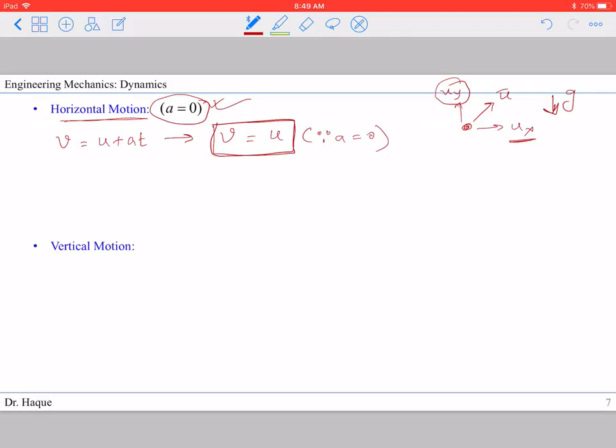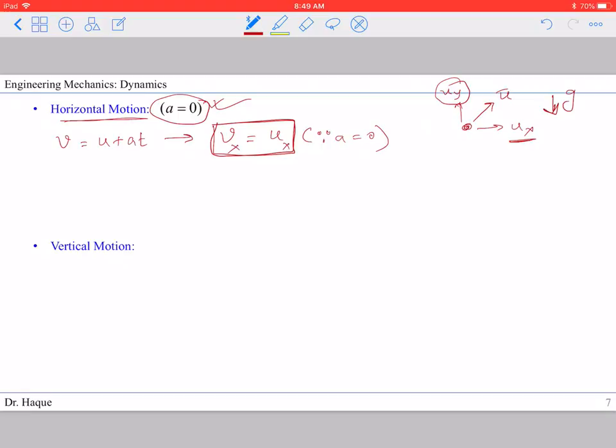Velocity has no y direction, only an x direction. The velocity component vx is equal to ux. So there is no change in the x component throughout the travel of the projectile.